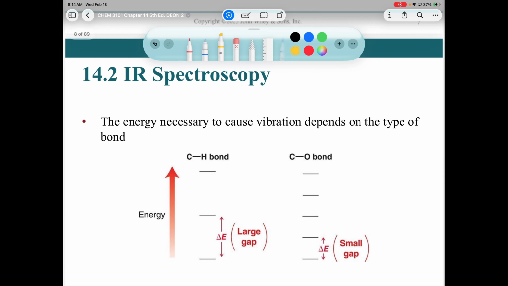Now, if you're the kind of person who says, okay, I understand this idea that different bonds are going to have different stretching frequencies, and therefore it's going to require different amounts of energy to get them to stretch, well, this is just a graphical representation of that. We have the energy here on the y-axis, and you can see the energy gap between a carbon-hydrogen bond stretch, okay? You can see this energy gap is bigger than the energy gap between a carbon-oxygen bond, like that, okay?